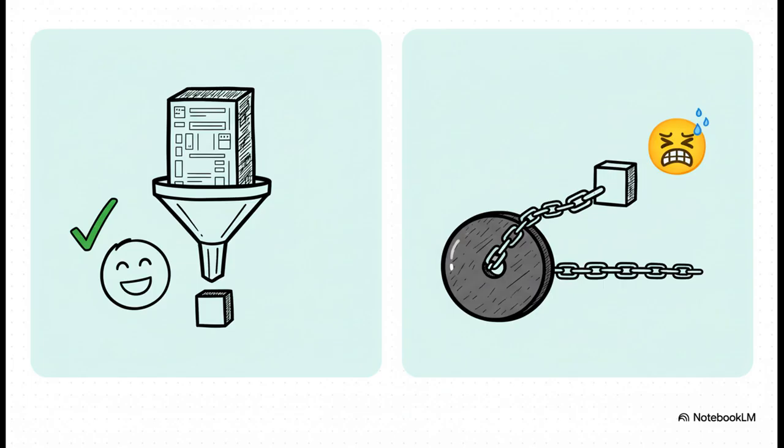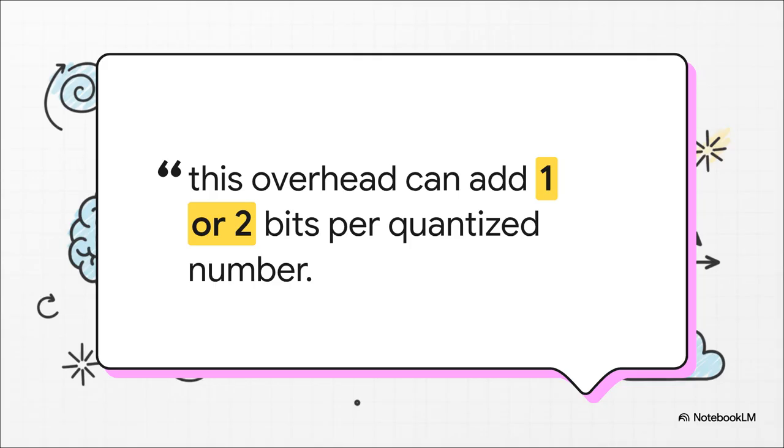To actually decompress those numbers and use them later, the AI has to store extra data alongside them. Think of it like a little instruction key for each block of data. And these quantization constants, as they're called, turn out to be surprisingly bulky. Yeah, and this overhead is no joke. The research paper itself points out that it can add 1 or even 2 extra bits for every single number you were trying to shrink in the first place. So suddenly, your amazing 3-bit compression is actually closer to 4 or 5 bits in reality. A huge chunk of your savings just vanishes.